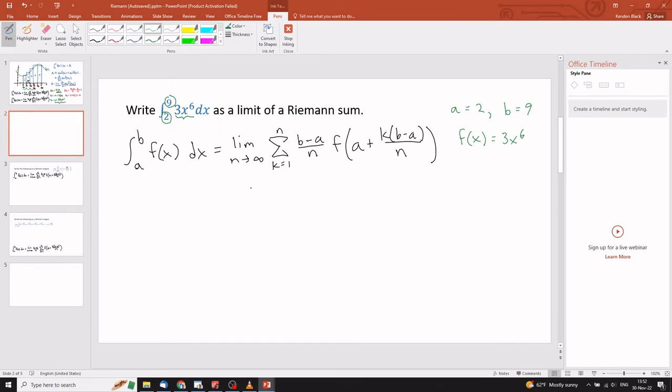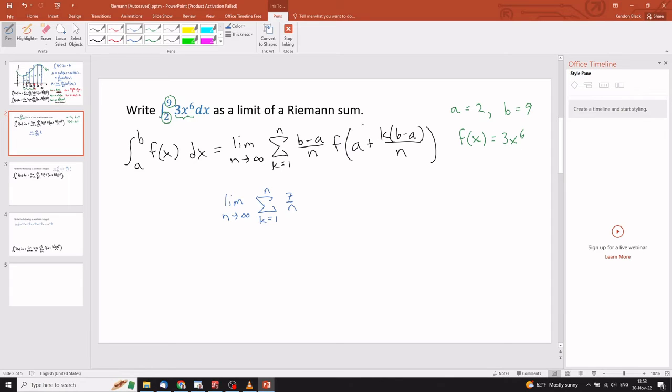Okay, so now let's plug in what we can into the right side of the equation, the Riemann sum side. So we have the limit as n goes to infinity of the summation k equals 1 to n, b minus a over n. So b is 9, a is 2, 9 minus 2 is 7. We get 7 over n. And now f of a plus k times b minus a over n.